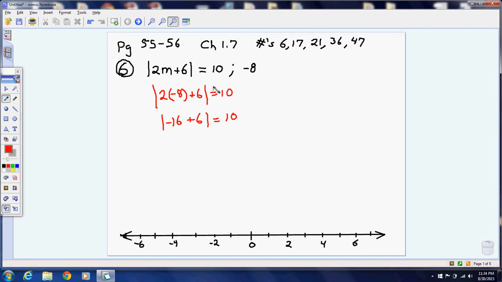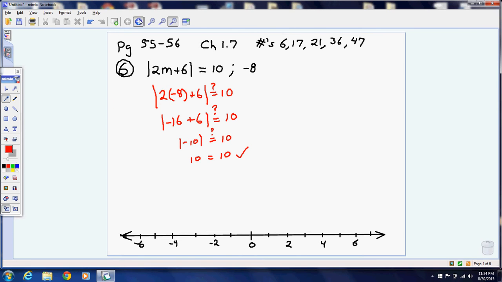And really what we're doing is checking to see, are these equal? -16 plus 6 is -10. Does that equal 10? Well, yeah, it's inside absolute value brackets. So that does equal 10. So -8 is a solution for this equation.